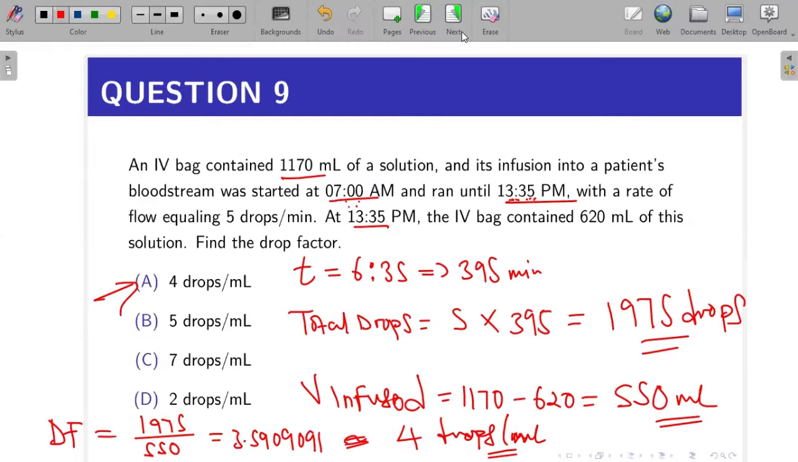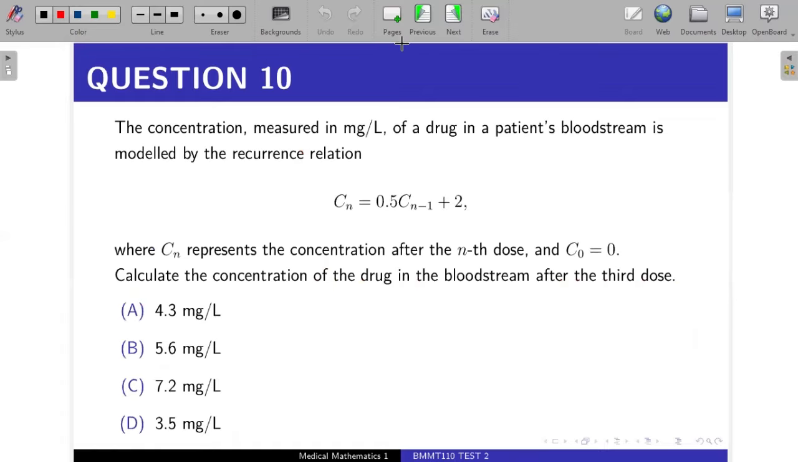Okay, we go to question 10. Question 10 is on recurrence relations, or recurrent sequences. Here they're saying the concentration, measured in milligrams per liter, of a drug in a patient's bloodstream is modeled by this recurrence relation, where Cn represents the concentration after the nth dose, and C0 is equal to 0. Calculate the concentration of the drug in the bloodstream after the 3rd dose.